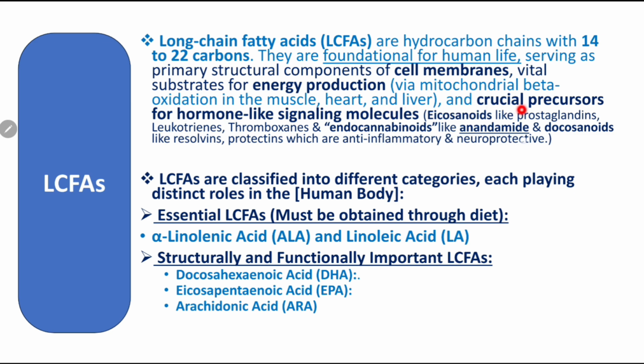Long chain fatty acids are crucial precursors for hormone-like signaling molecules. Icosanoids are hormone-like signaling molecules. They are local hormones, autocoids, with paracrine signaling. They are formed from 20 carbon fatty acids like icosapentaenoic acid and arachidonic acid. We'll see this in the next slide. And so these icosanoids are paracrine signaling molecules.